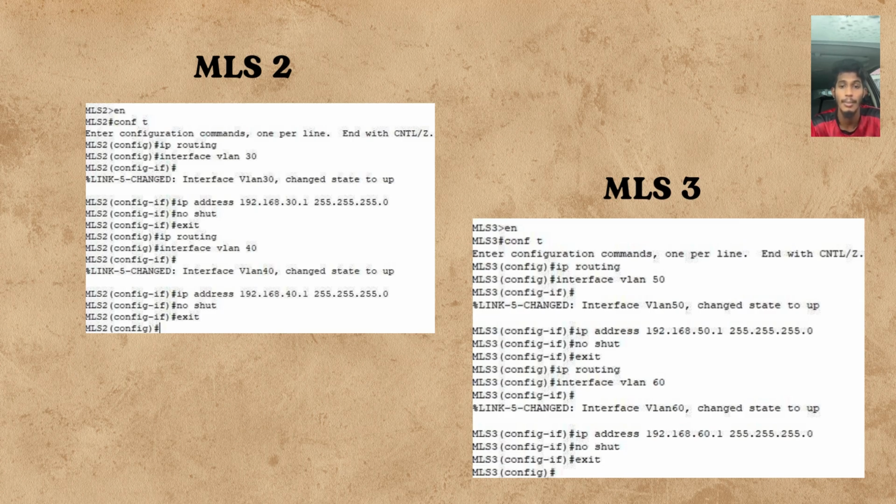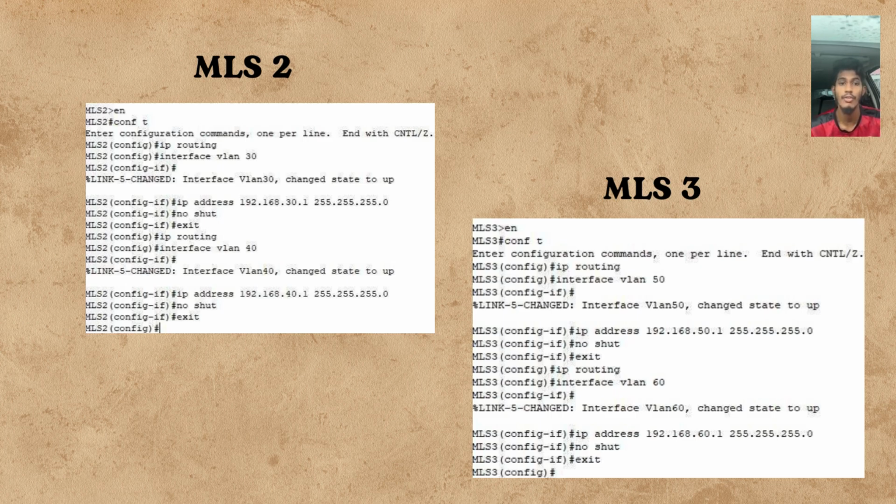Then we go for IP routing for interface VLAN 40. We give the IP address in the same way, 192.168.40.1, and then the subnet mask 255.255.255.0. So we give the IP address according to what our interface VLAN is. If it is interface VLAN 30, then our IP will be 192.168.30.1, and then we give no shutdown and exit.